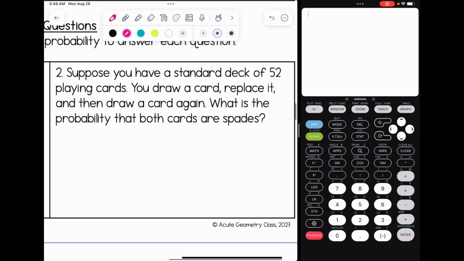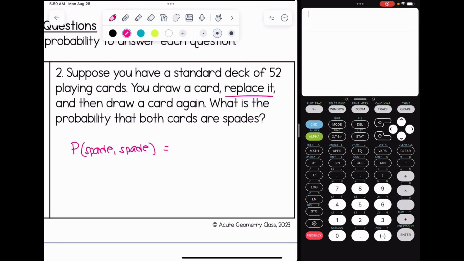Number two, suppose you have a standard deck of 52 playing cards. You draw a card, replace it, and then draw a card again. What is the probability that both cards are spades? So we want basically the probability of a spade and another spade. And when we're doing probabilities of a deck of cards, or you're going to see ones with like a bag of marbles or a bag of objects, we want to pay attention to, are we replacing the item or not replacing it? We are replacing it here. So we start off with 52 cards, we pick one, and we put it back. That means we get 52 again.